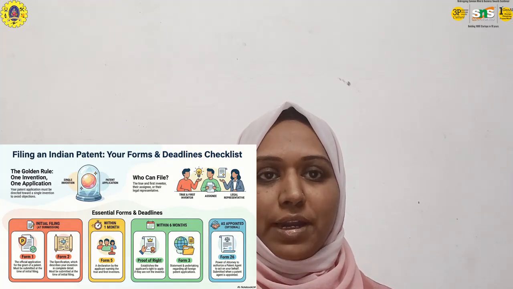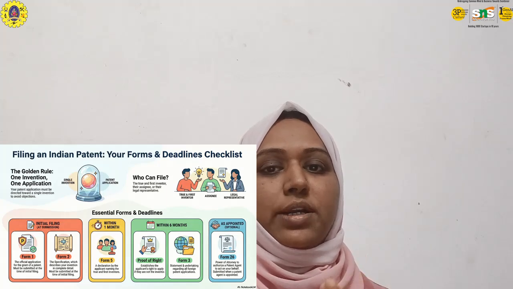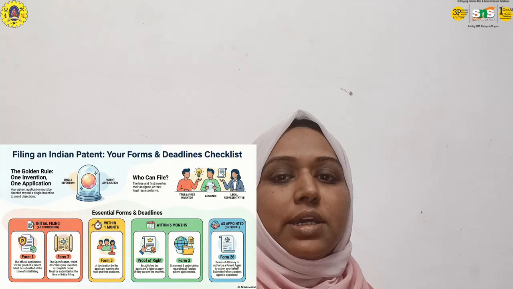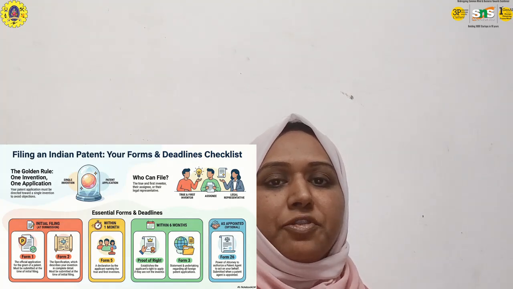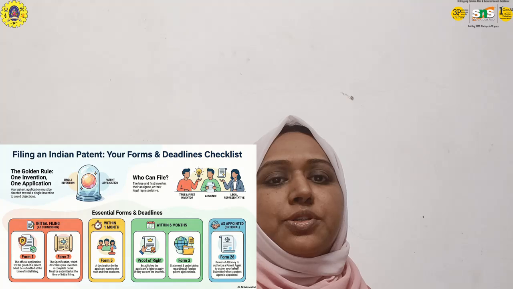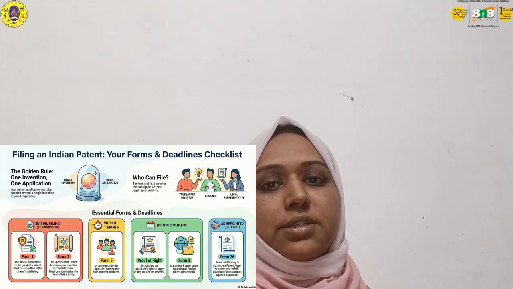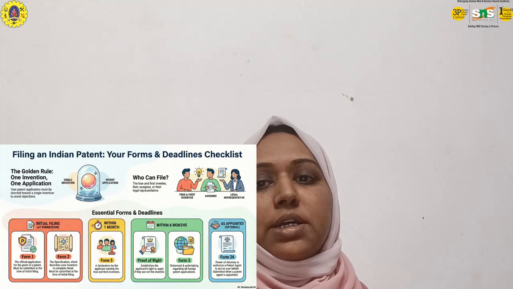At the time of filing, the applicant has two options. One is filing the provisional application, or else filing the complete specification. The provisional specification helps to secure the early priority date while the invention is still being refined. We'll see the detailed discussions in later videos.